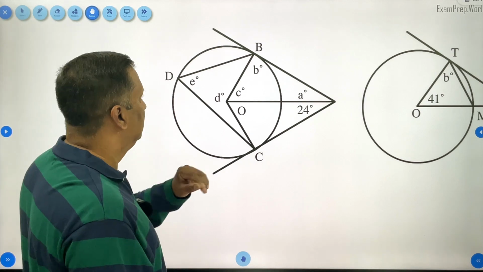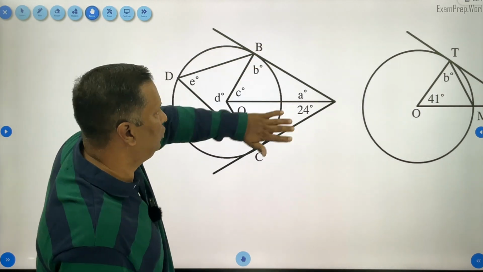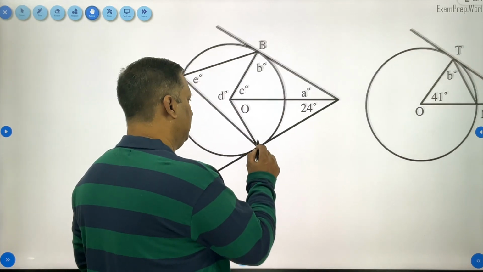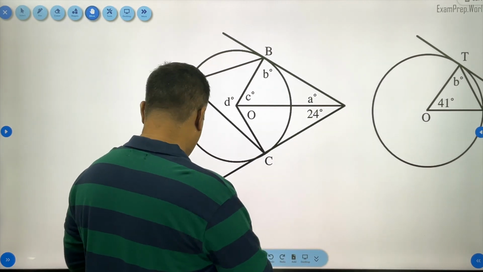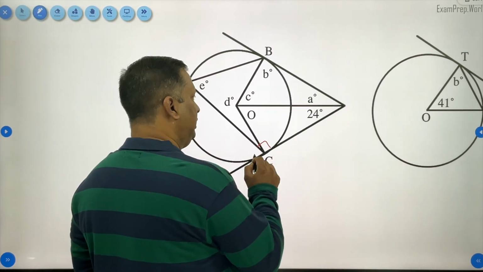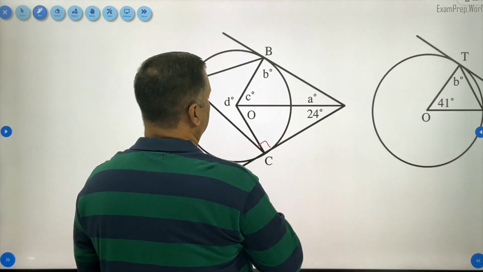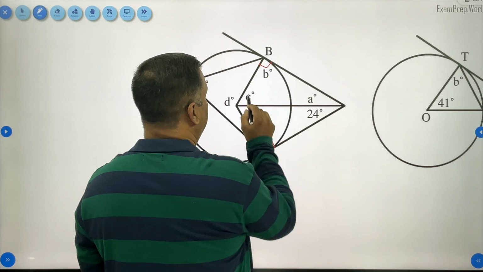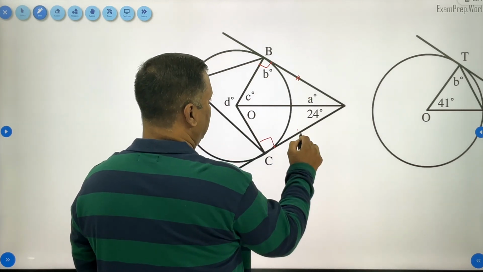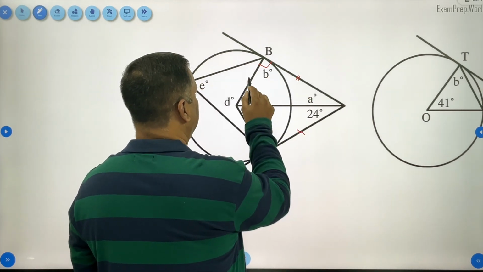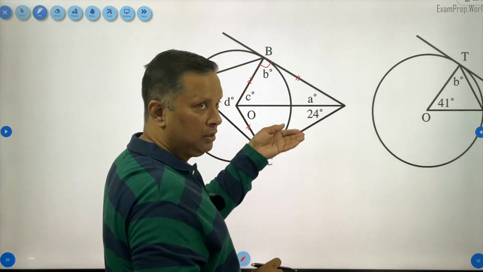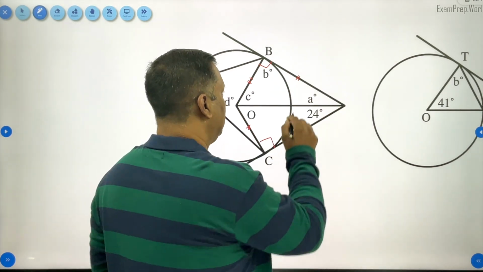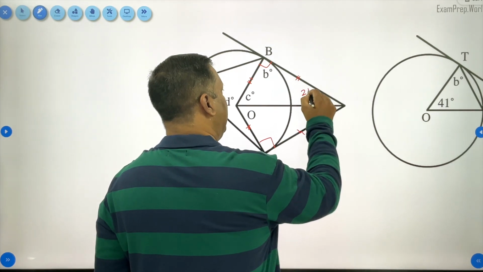So, what about this triangle? This one and this one are congruent. Why? Because you have a 90 degrees here. From here to here it is 90, from here to here 90, right? This side is equal, this side and this side are equal. So these two triangles are congruent. So if this is 24, the corresponding angle A also has to be 24.